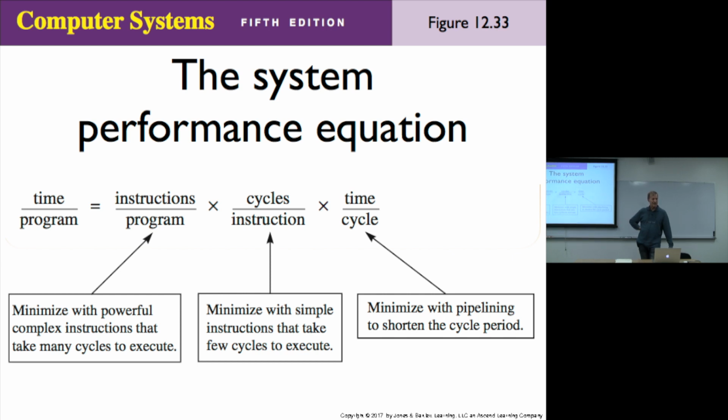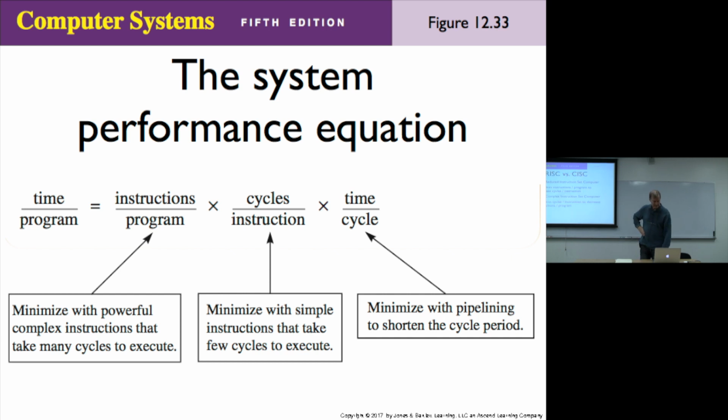And what we said at the end of class last time is that there's a trade-off between instructions per program and cycles per instruction. So generally what happens, if you try to minimize one, it makes the other one bigger. So the question is, if you make one small and you make the other one bigger, is it really worth it? What is the exact trade-off?